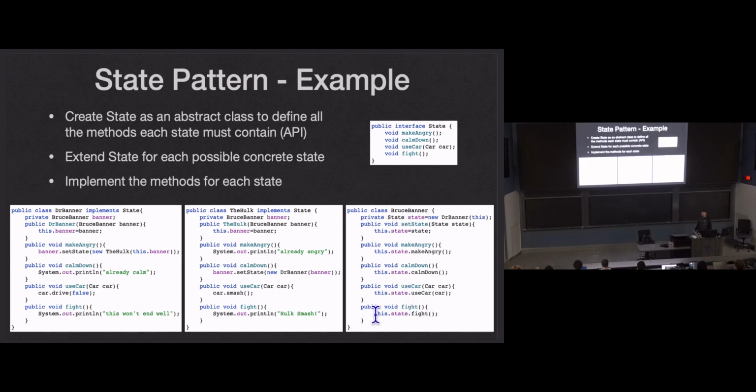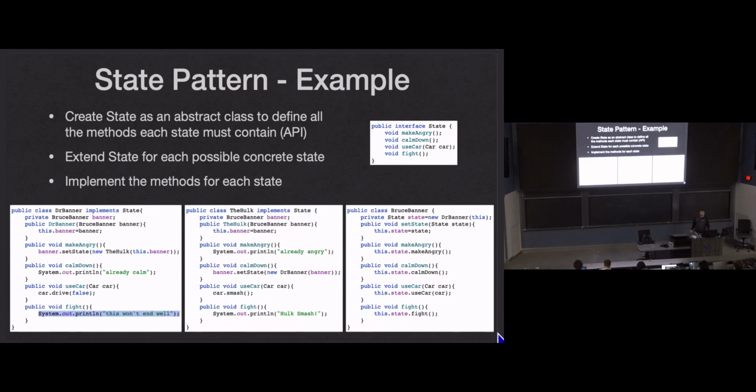Now when a method is called, say we call Bruce Banner's fight method, Bruce Banner says, I don't control my own behavior. Hold on, let me defer to my state. this.state, which is a reference to an object of type Dr. Banner, .fight. So we go to the Dr. Banner class to decide what is going to happen. We go to its fight method and call this method when fight is called.